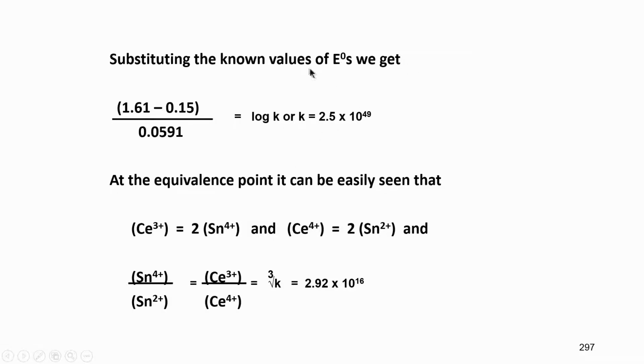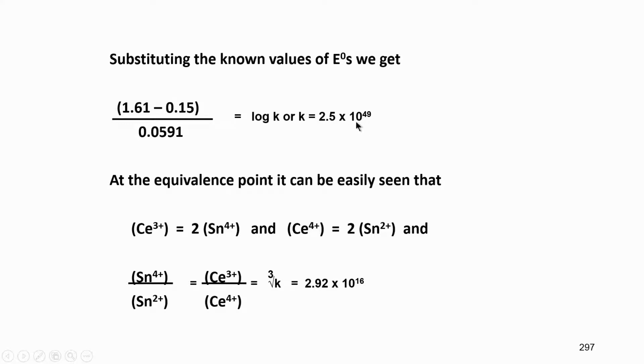So, I know the values for the stannic-stannous and ceric-cerous couples. Here I am writing E_A minus E_B, that is the cell EMF. So, 1.61 for ceric-cerous and 0.15 for stannic-stannous, divided by 0.0591, is equal to log K. So, our K is equal to the anti-log of this number, that will be 2.5 into 10 raised to 49.